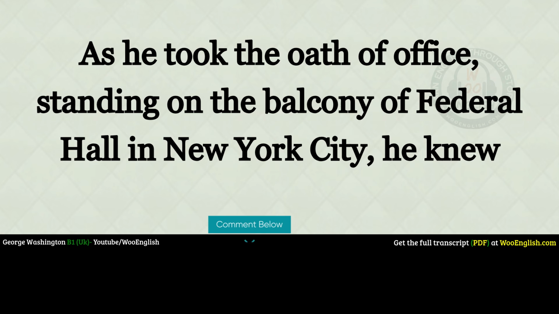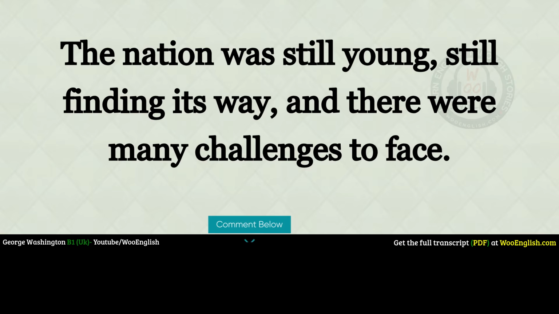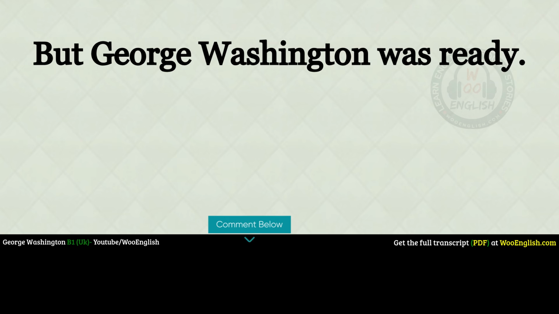As he took the oath of office, standing on the balcony of Federal Hall in New York City, he knew that the path ahead would not be easy. The nation was still young, still finding its way, and there were many challenges to face. But George Washington was ready.